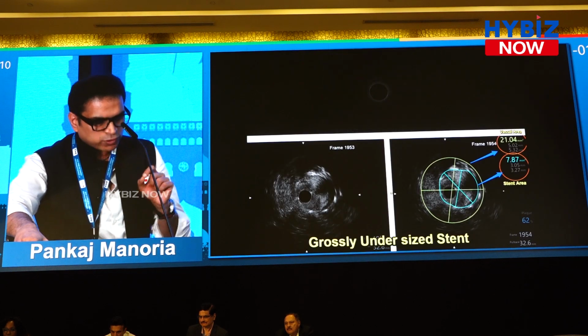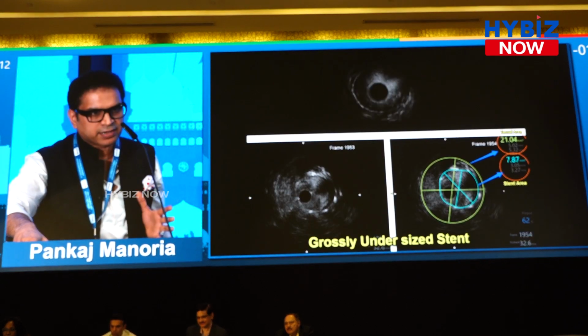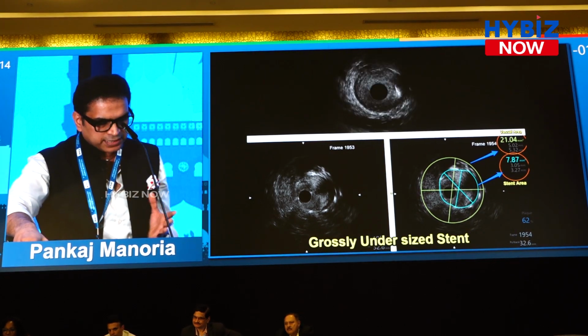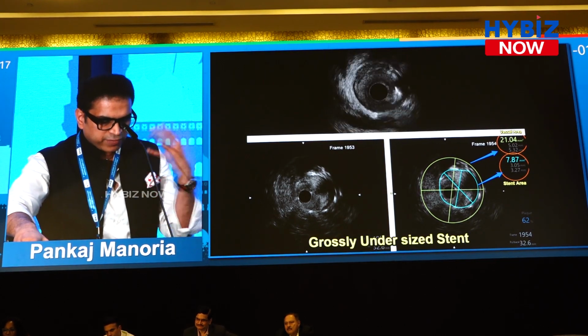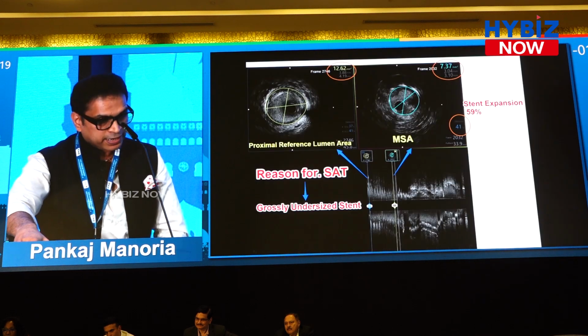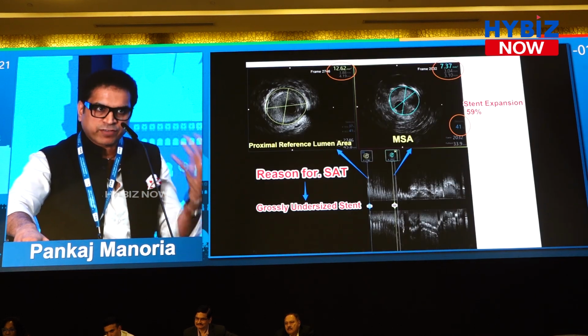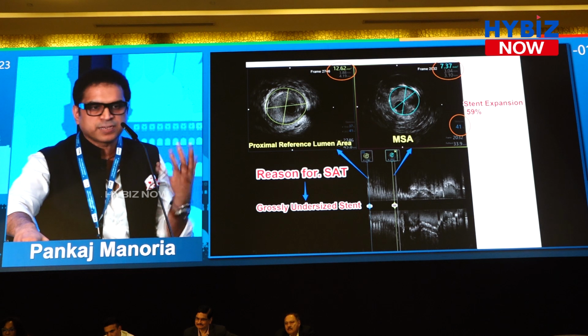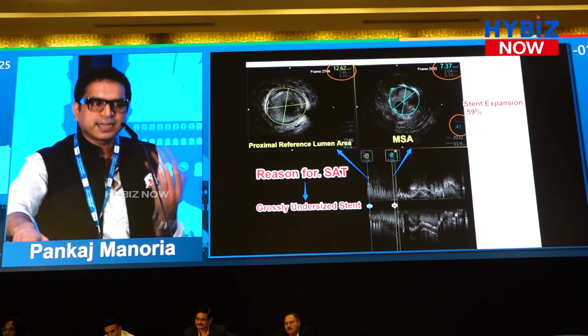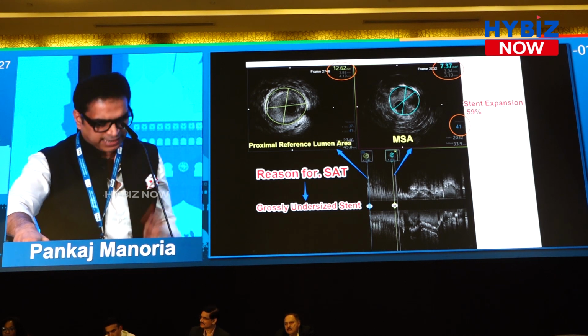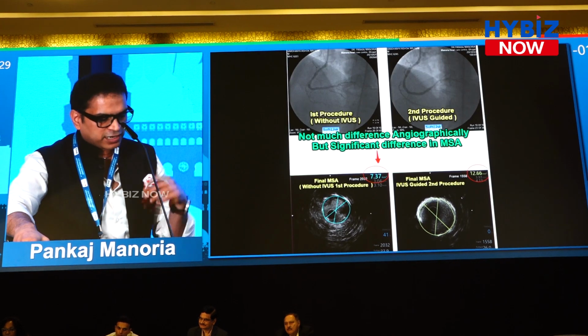What we found was a grossly undersized, underexpanded stent. The angiography was looking normal. You can see the MSA was only 7, but the vessel area was almost more than 20. When we compared with the distal reference lumen area, it was only 60% expansion. It was a grossly underexpanded, undersized stent. So this time we did an IVUS guided procedure.